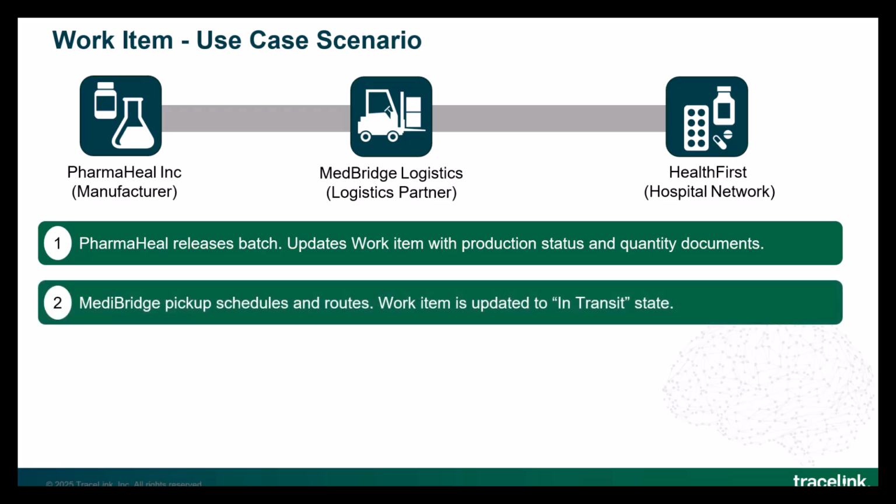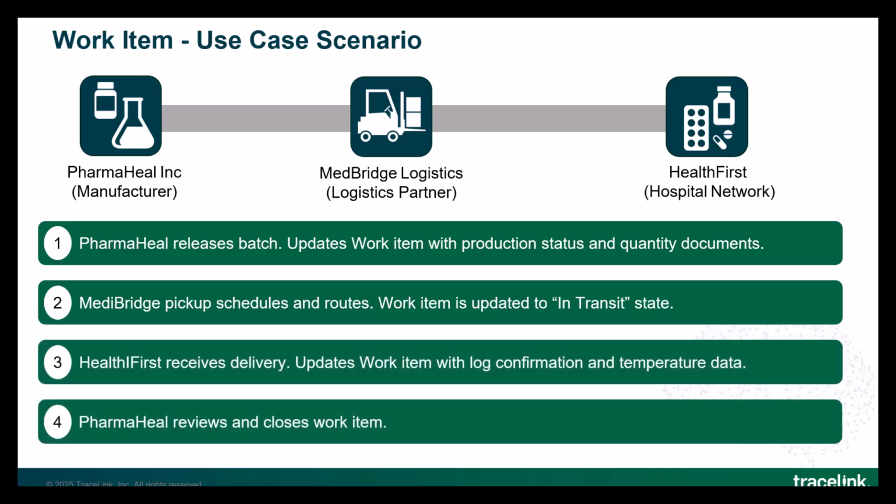As soon as the shipment begins, the work item updates to in-transit state, giving all partners real-time visibility into shipment progress and cold chain temperature data. If a deviation or potential delay occurs, the group can take immediate corrective action right within the shared workflow. Once the hospital receives and inspects the delivery, it logs confirmation and attaches temperature data through the same work item, which PharmaHeal then reviews and closes.